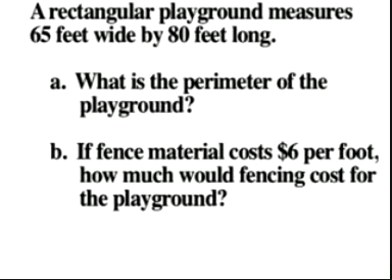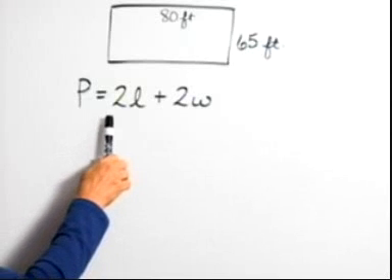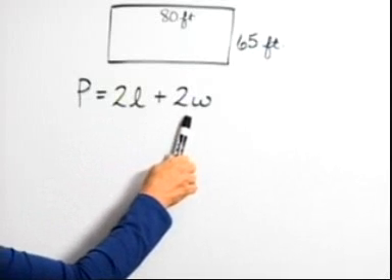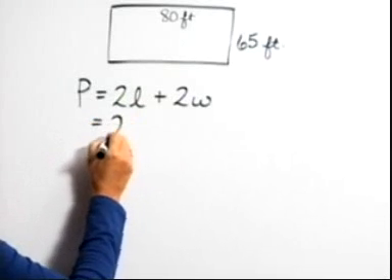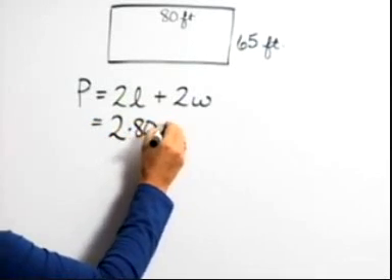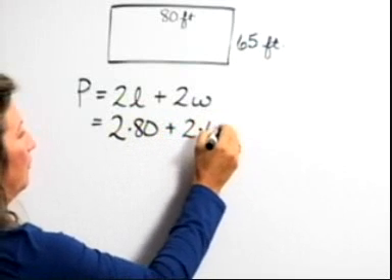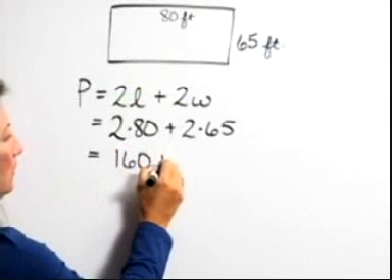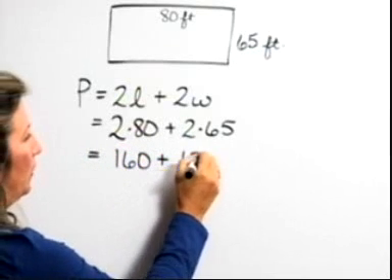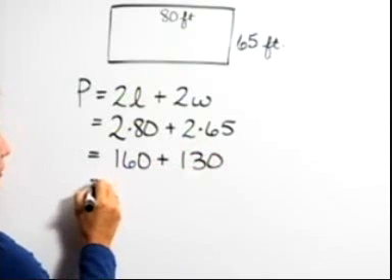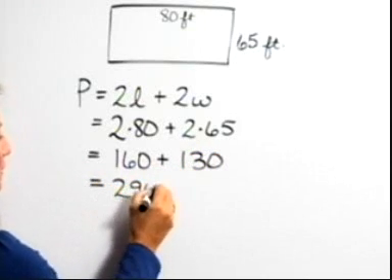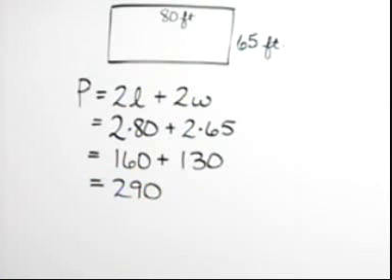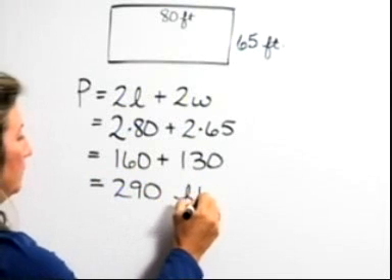A rectangular playground measures 65 feet wide by 80 feet long. What is the perimeter of the playground? Perimeter is given to us as 2 times the length plus 2 times the width. So we'll have 2 times 80 for our length plus 2 times 65 for our width. 2 times 80 is 160 plus 2 times 65 is 130. 160 plus 130 is 290. So our answer is 290 feet for Part A.